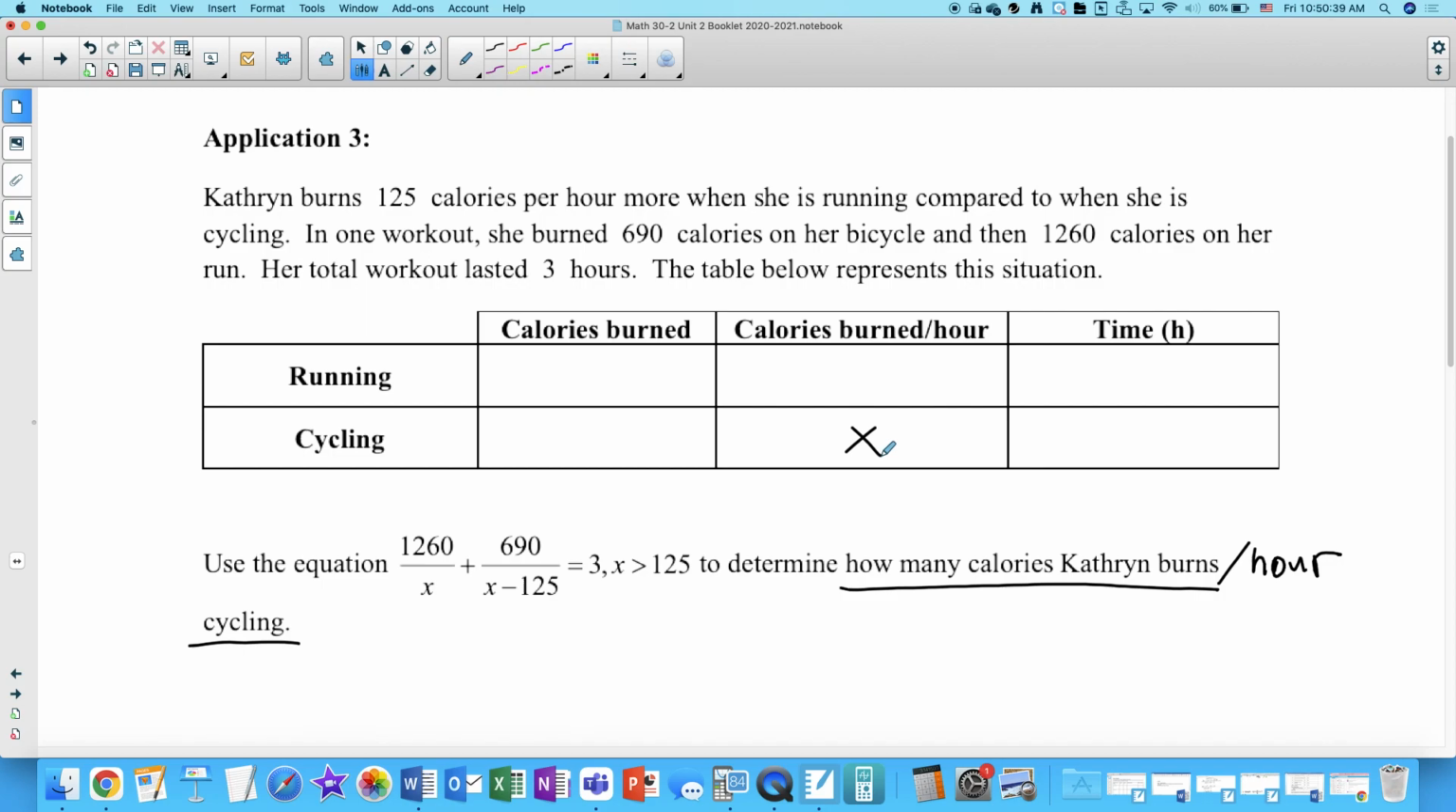Okay, now, how can we get some information in the question that relates those two rates together? Where do you see it? There's information that we're getting that connects the one rate to the other. Yeah, and that's what you're going to say. So she burns 125 calories per hour more when she's running. So if this is x, what does this need to be? X. Yeah.